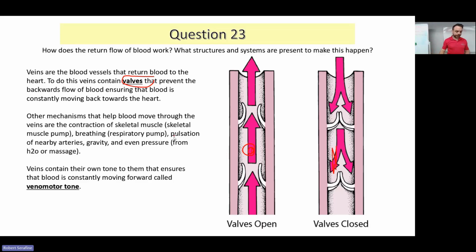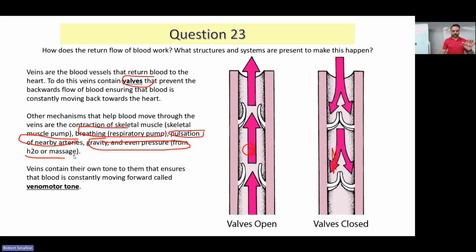There are other things that will also help, such as breathing, right? Especially around the thorax, breathing is also going to help create pressure and thus move blood throughout the area. Veins and arteries are usually very near to each other, so the pulsation of nearby arteries can help, as well as gravity, and then of course pressure from massage or hydrostatic pressure will also aid in all of this. And this would be the same for the lymphatic system, or lymphokinesis, as well.